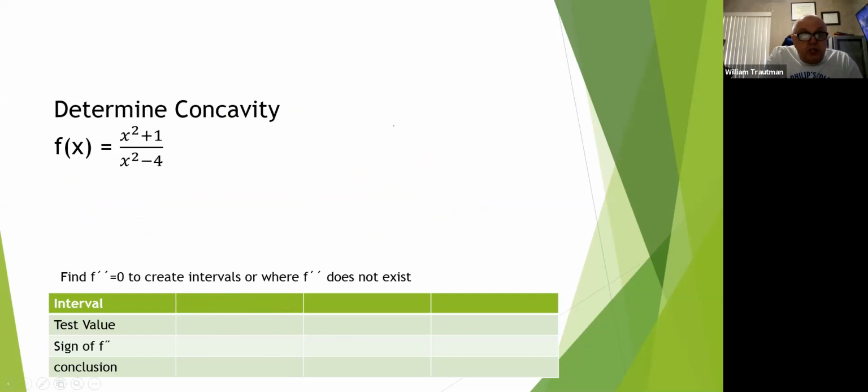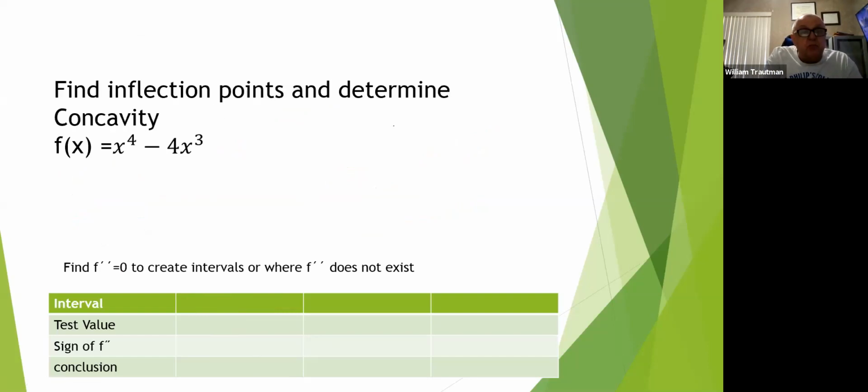Okay, I'm not going to do this one yet. I'm going to do this one because this is much easier than the other one. So I want to do this one here. Find the inflection points and determine concavity.